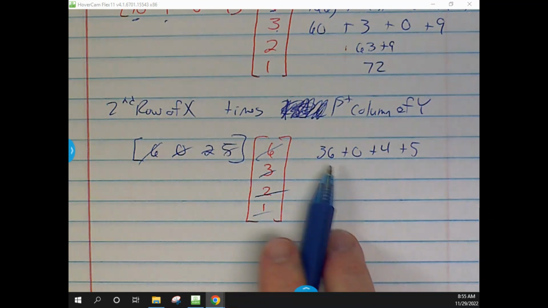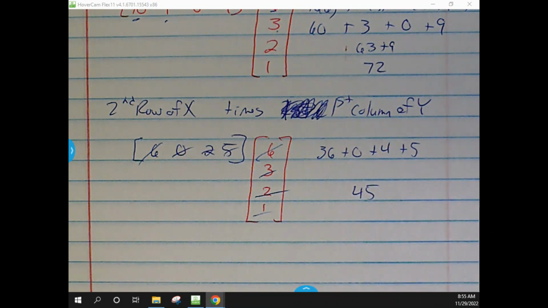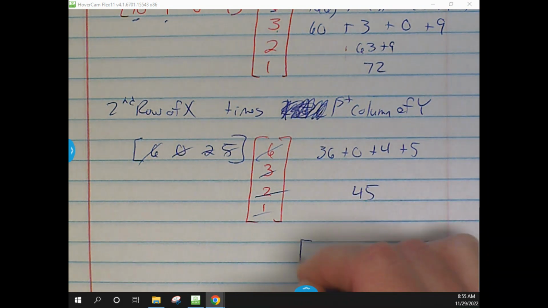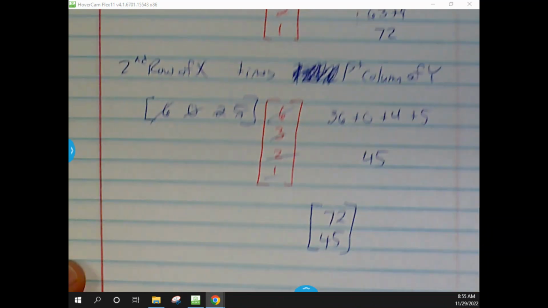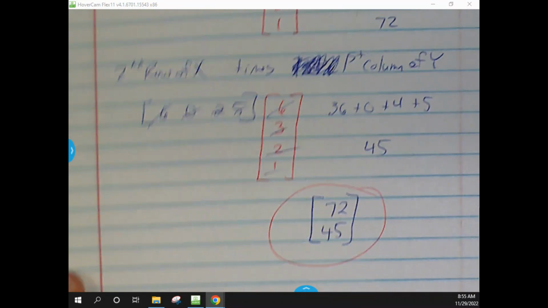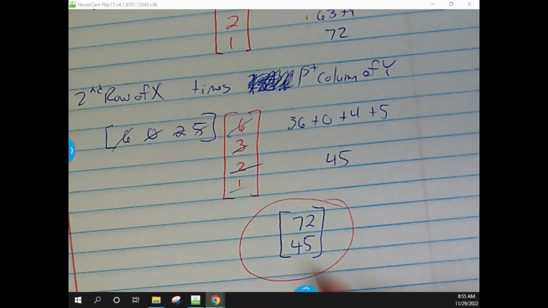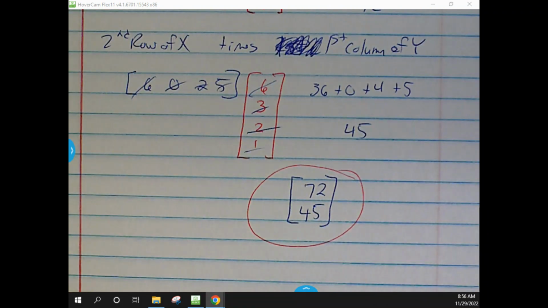All right, so that's 40 plus 5, 45. So then our final answer was 72 and then 45. Okay. And again, it's got to be a 2-by-1 answer from what we had back up here in the beginning. So again, there's your 2 rows and only 1 column. So it makes it 72 by 45.